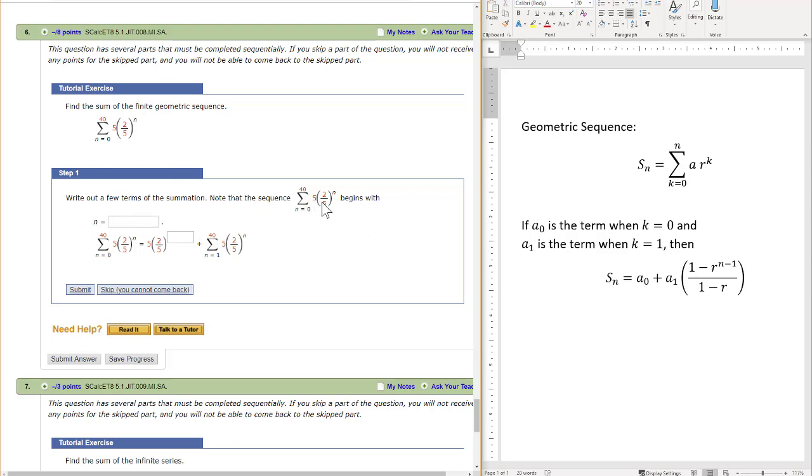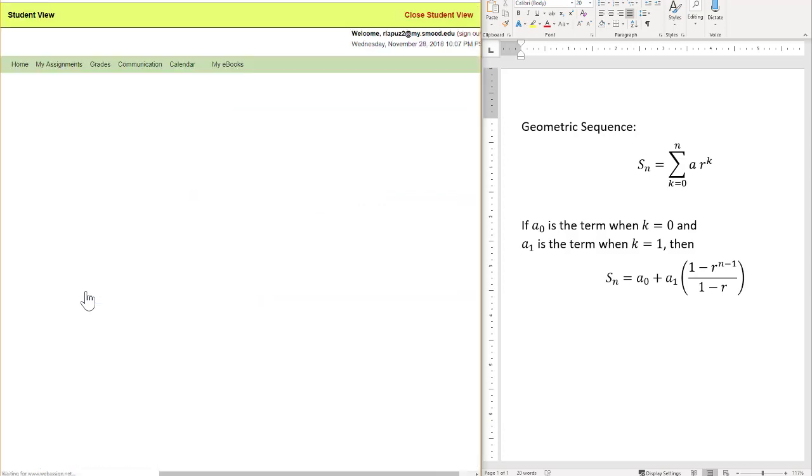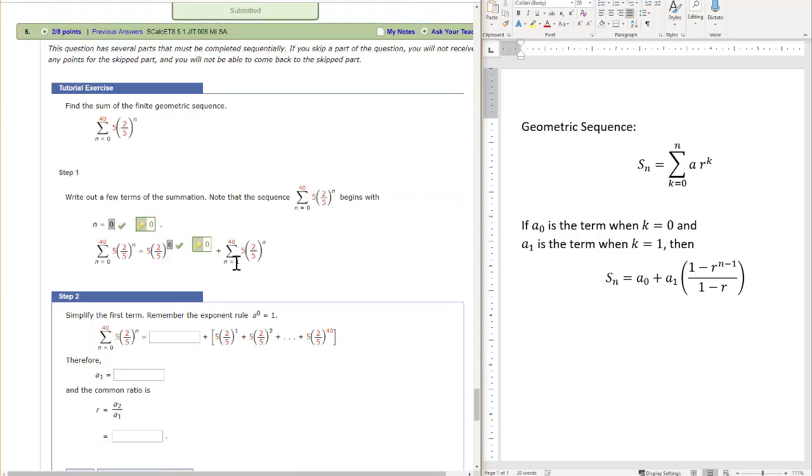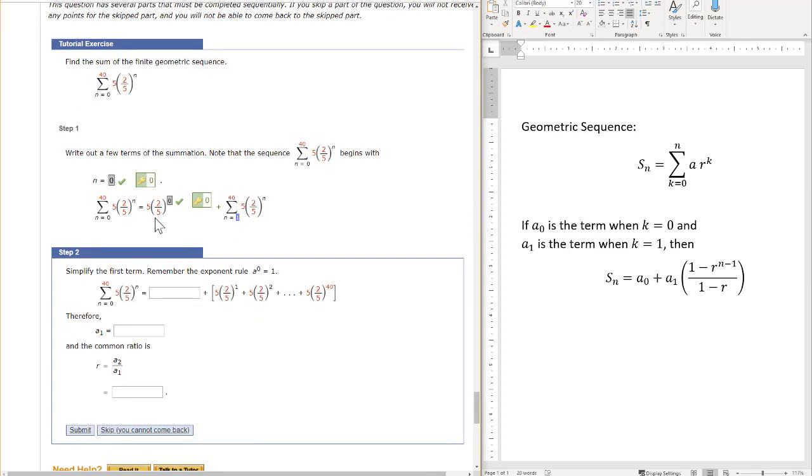We notice that the sequence begins when n is equal to 0. And so when n is equal to 0, that's our first term. And then the rest of our terms begin when n is equal to 1, since we took the 0th term out. So what is the 0th term? We have 2/5 to the 0, and that's just equal to 1 times 5. So our first term is 5.